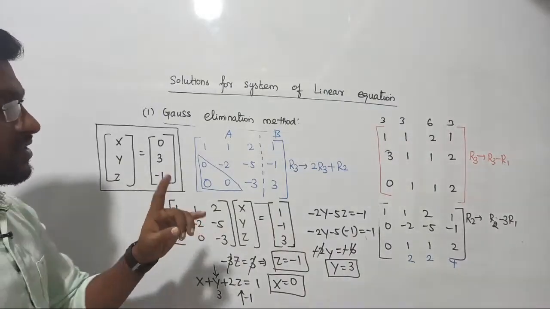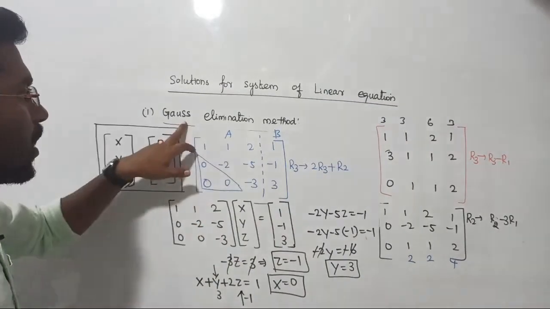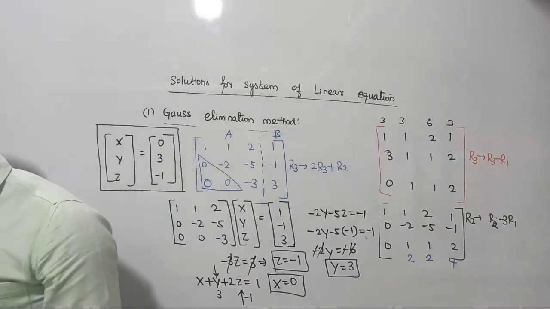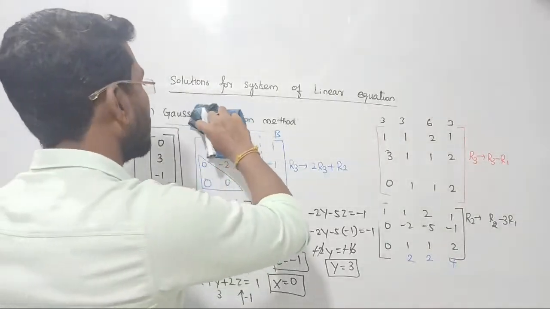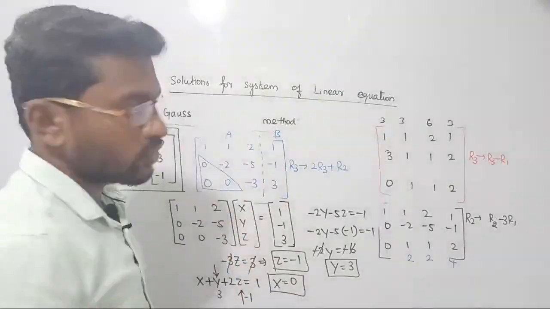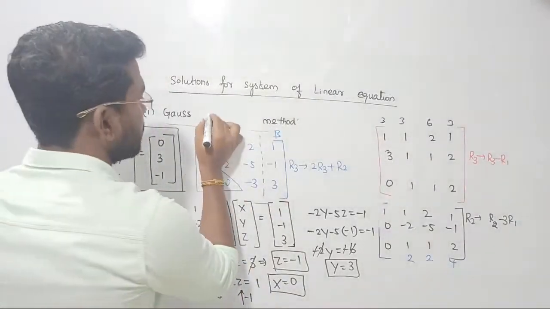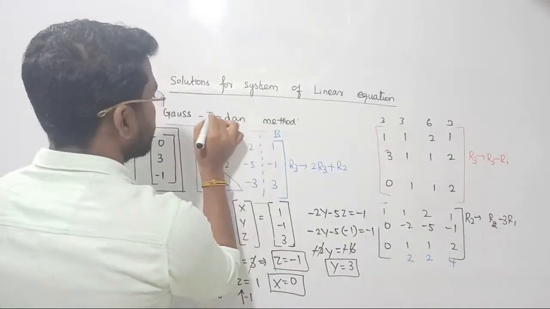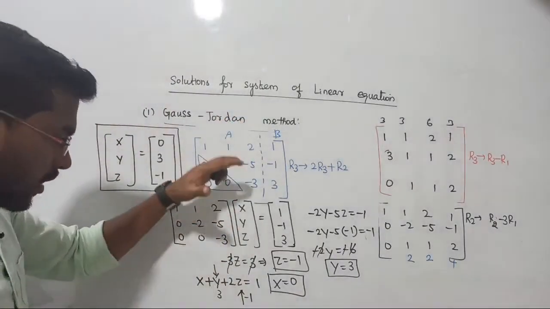Now let us discuss the second method, that is called the Gauss-Jordan method. So let me remove this one and just keep the heading: second, we are going to discuss the Gauss-Jordan method. See, there is no big difference, guys. Listen, I am going to proceed from here.